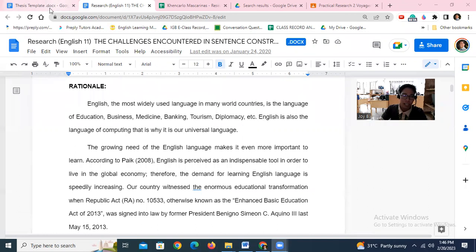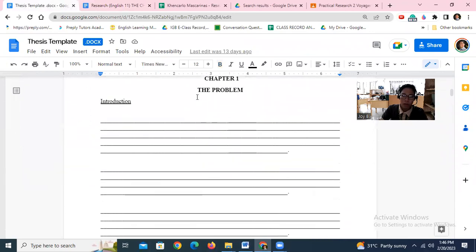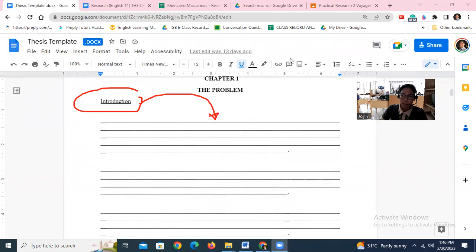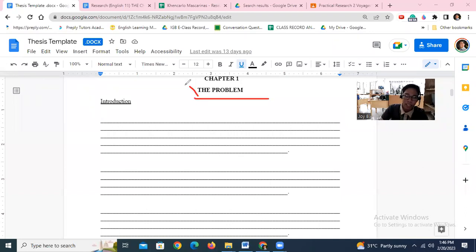Okay, repeat one more time. In Chapter 1, this is the problem. What you will do here is fill in the introduction. You need to introduce your topic. All right? So give me one page of the introduction of the topic you have. Again, repeat: what is Chapter 1? Chapter 1, we have the problem. What will you do? Write an introduction. How? You need to introduce your topic, your research.